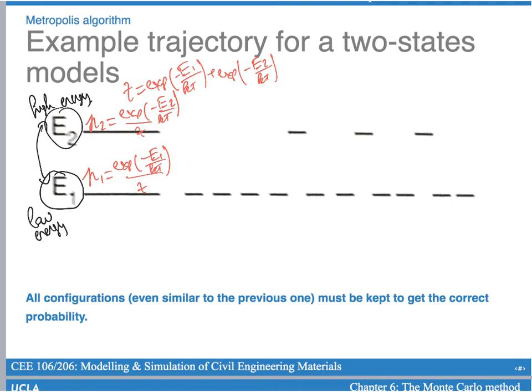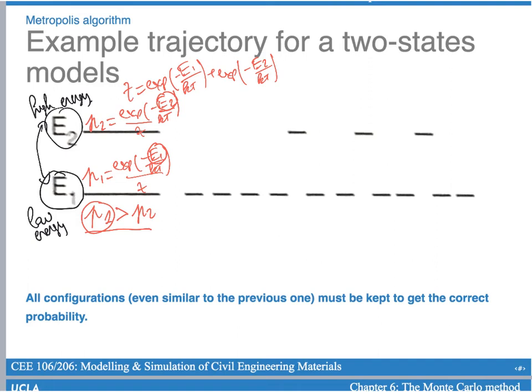Because E1 is lower than E2, because state 1 has a lower energy than state 2, necessarily the probability of being in state 1 will be larger than the probability of being in state 2. This comes from the fact that in this expression the energy E1 is lower, so exponential of minus E1 is going to be larger than exponential of minus E2. So the probability P1 is going to be larger than P2, because the energy of state 1 is lower, so it's more stable than the system in state 2.